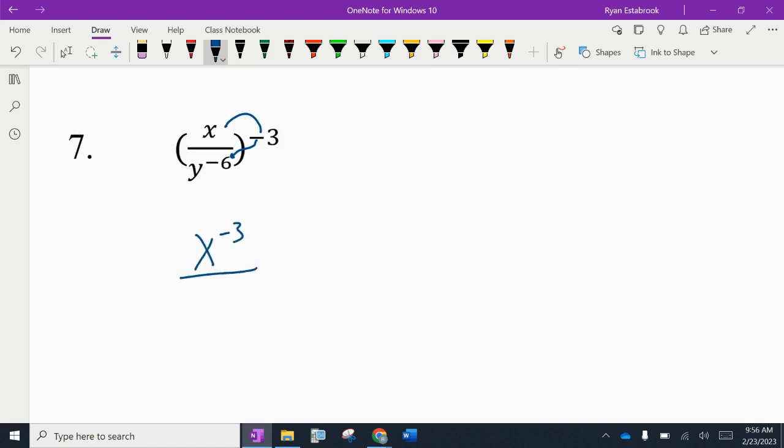X is now to the -3. Y is now to the +18. So there's a 1 there. 1 times -3. -6 times -3. We have all this.